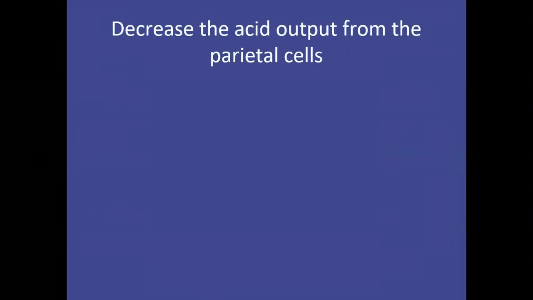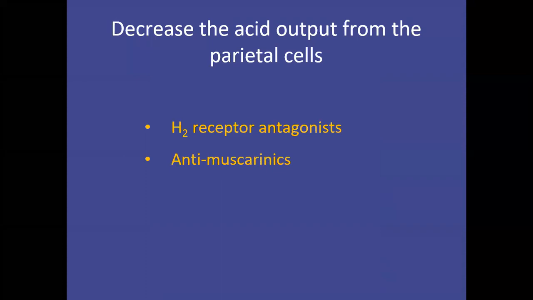Now, the second strategy, based on this background, is to decrease the acid output from the parietal cells. We have H2 receptor antagonists. We already discussed H1 receptor antagonists in the PUD block as anti-allergic drugs, but here it is H2 receptor antagonists, anti-muscarinic drugs, and proton pump inhibitors. Once again, we are forgetting here the role of gastrin, but unfortunately, pharmacologically, it is not important because we do not have a drug which can modify the action of gastrin.